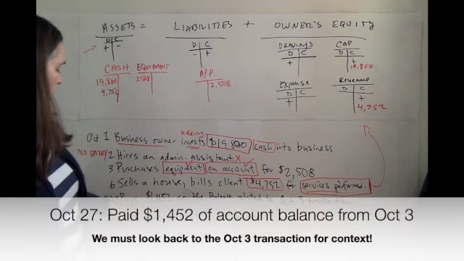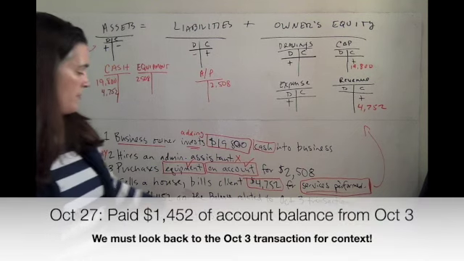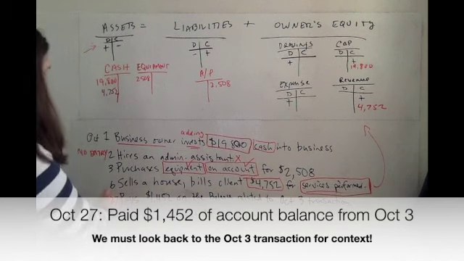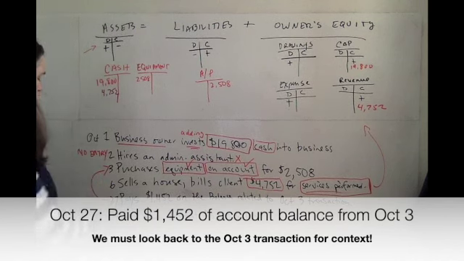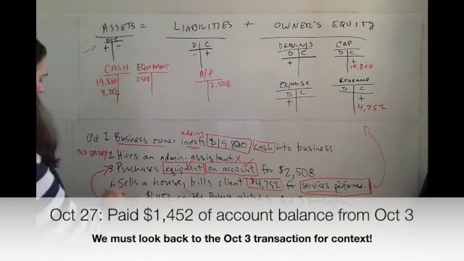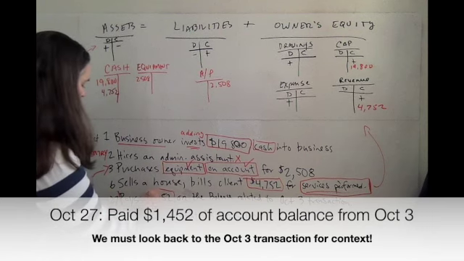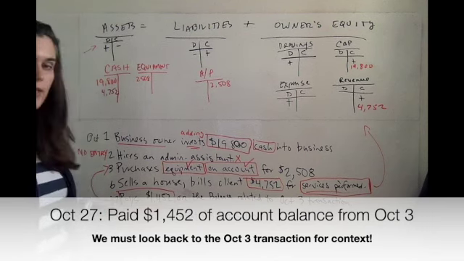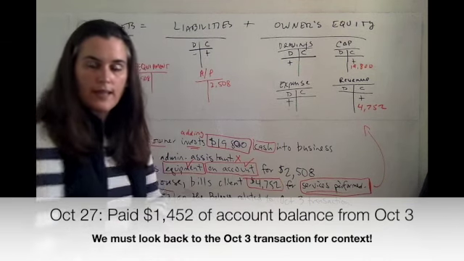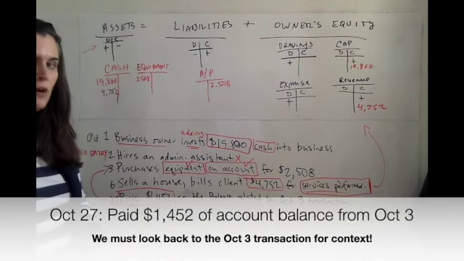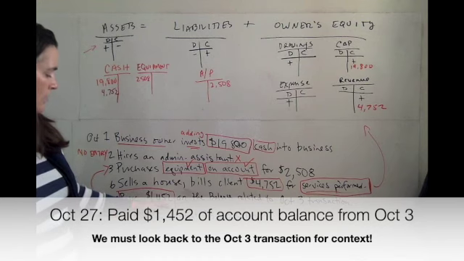Okay, pays $1,452 on the balance related to the October 3rd transaction. So we're looking back to the October 3rd transaction. All right, so pays $1,452. We can interpret this. He's paying out cash. Okay, that's how we would interpret that. We've seen this before. Just know that that's what that means.